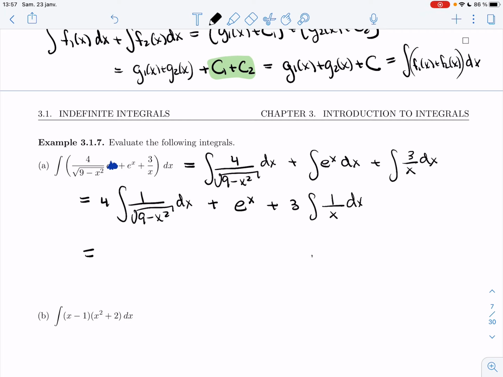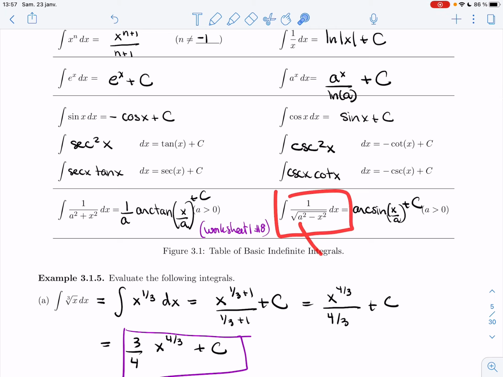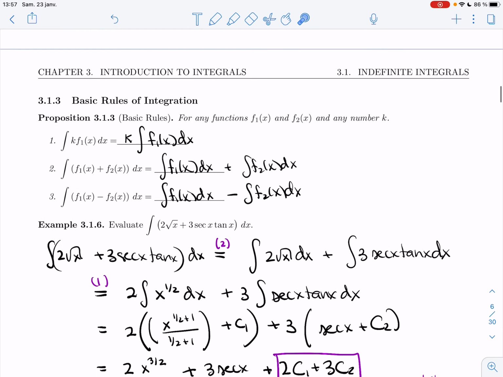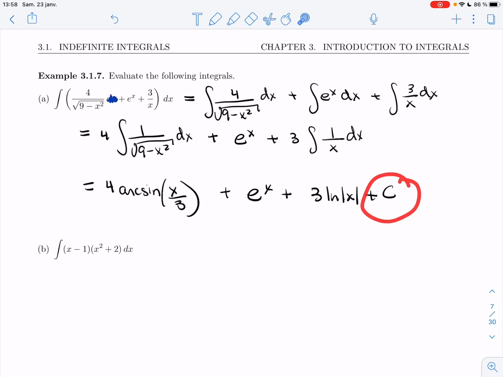All right, so this one is 3 log of absolute value of x. This one is e to the x. And then here, let me show you. It is this one, but I have 9, so a squared equals 9, which means that a equals 3. So what I'm going to get is this formula with a equals 3. So 4 times arc sine of x over 3. And then I'm putting just one single plus c for all of them.